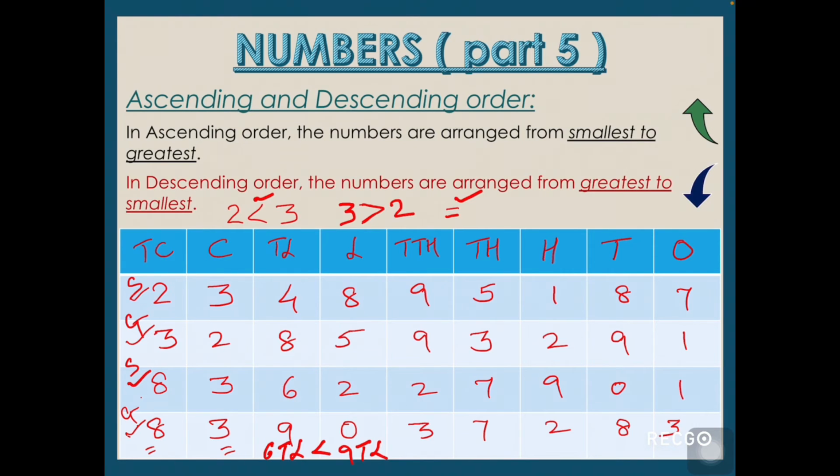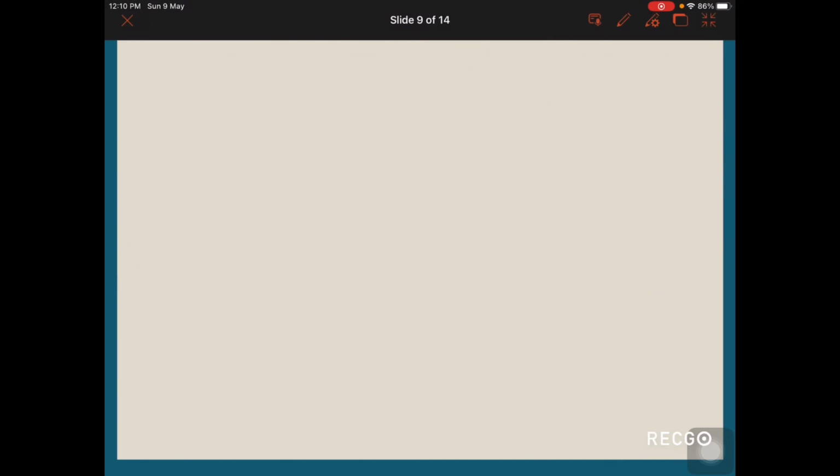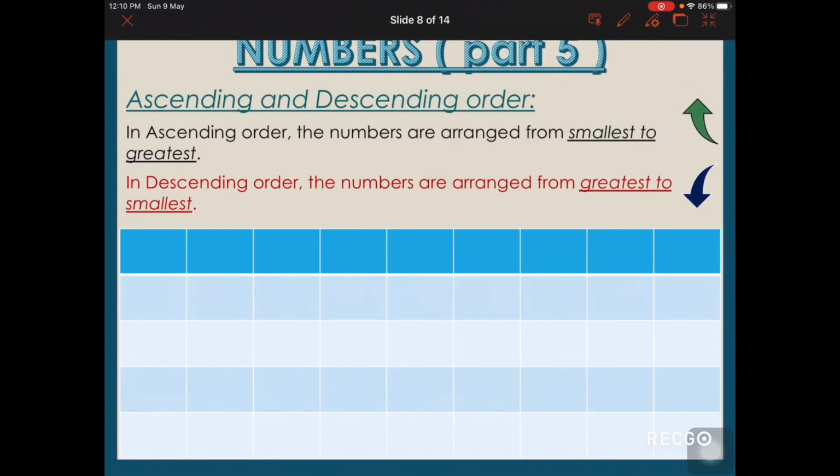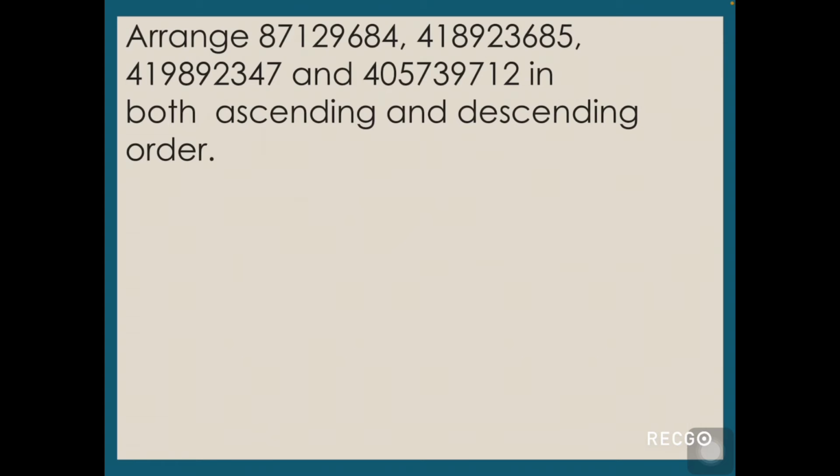Once you have learned how to compare the numbers, it will be easy for you to write them in ascending and descending order. So let's have an example. Here I have given some numbers which I have to arrange in both ascending and descending order.